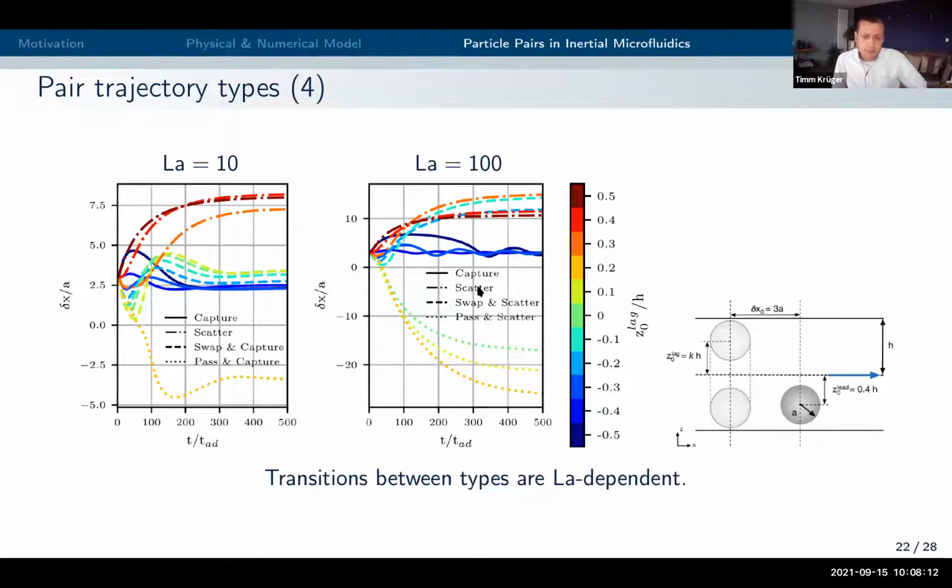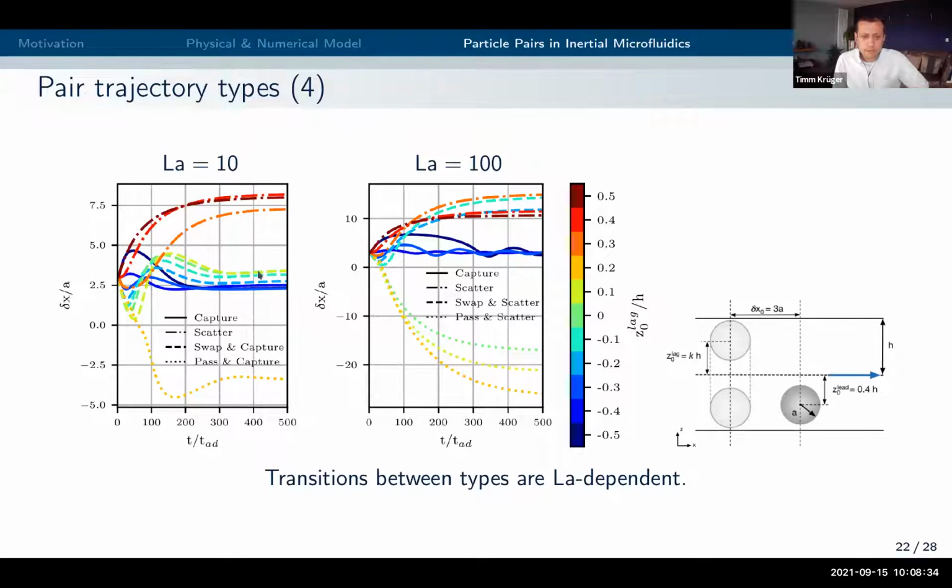And here you see something interesting. So typically we find stable axial distances of around 2.5 radii. And we believe that is definitely smaller than what you've seen yesterday in the presentation, where it was 2.5 diameters, I believe. That is also caused by the high confinement ratio we have in this channel.